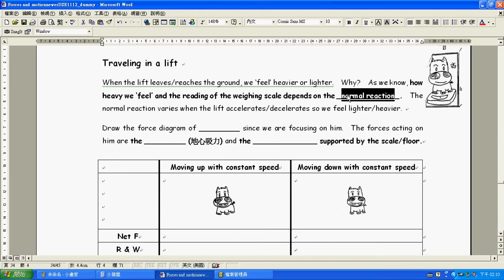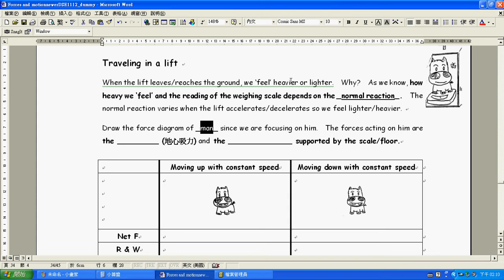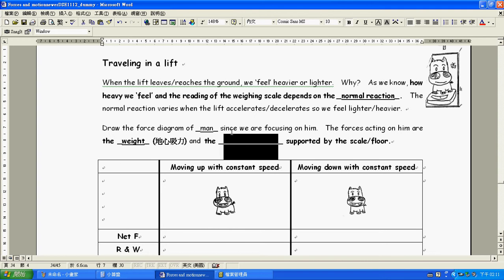And the normal reaction varies when the lift accelerates or decelerates. So we feel lighter or heavier. So we draw the force diagram of the man. Since we are focusing on him, the forces acting on him are the weight and the normal reaction supported by the scale or floor.